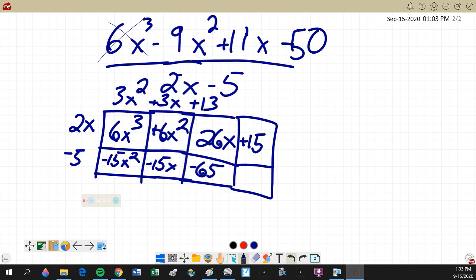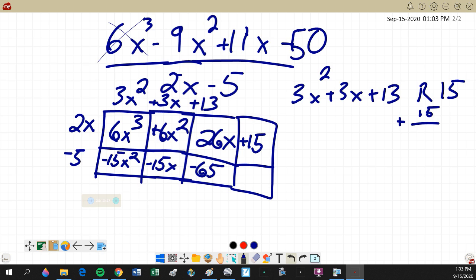No, that's the remainder. So in ALEKS, you'll either write 3x squared plus 3x plus 13, remainder 15, or the better way to write it, which I don't think ALEKS does at the moment, is plus 15 over 2x minus 5. Okay, you guys get that?